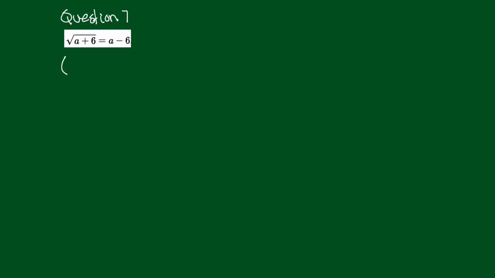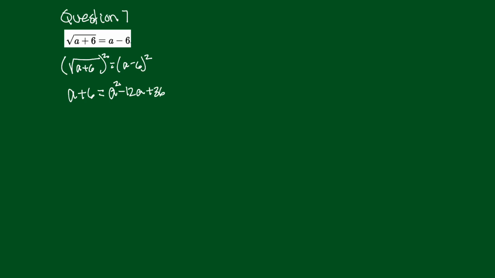So square both sides, we'll get the quantity square root of a plus 6 squared equals quantity a minus 6 squared. On the left side, when we square root, the radical's gone. We get a plus 6. And on the right side, we're squaring a binomial, so we have a template for this, right? Square the first, a squared. Multiply these two together, and then double it. Multiply them together, I get negative 6a. Double it, minus 12a, and then square the last, plus 36.